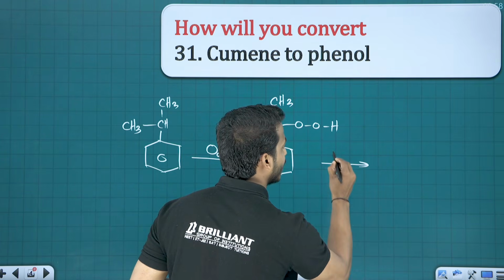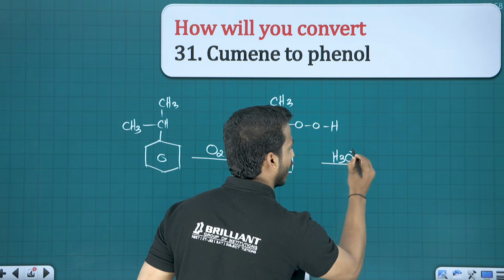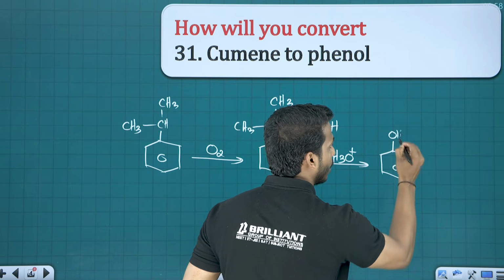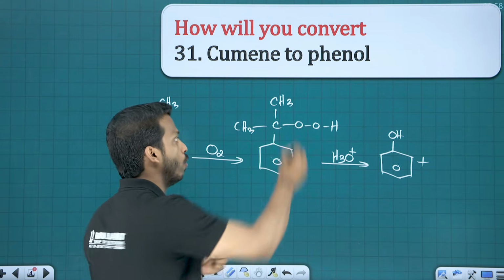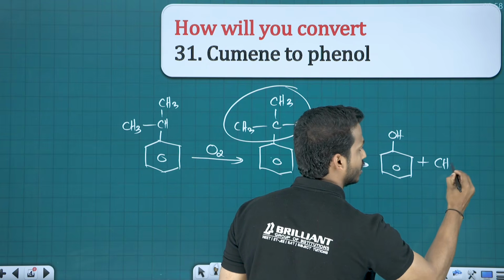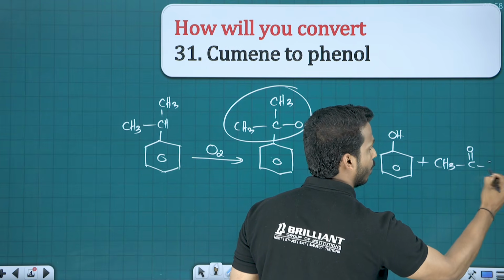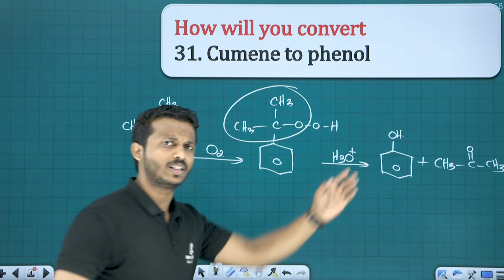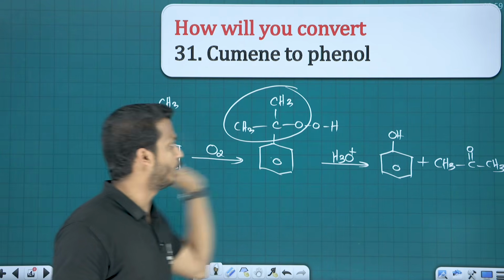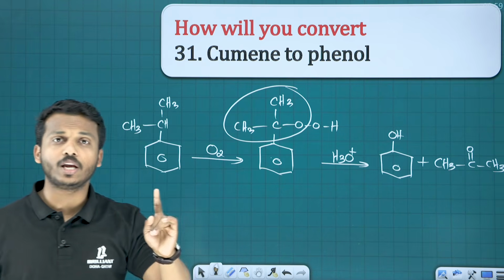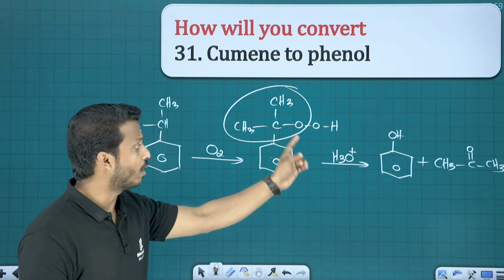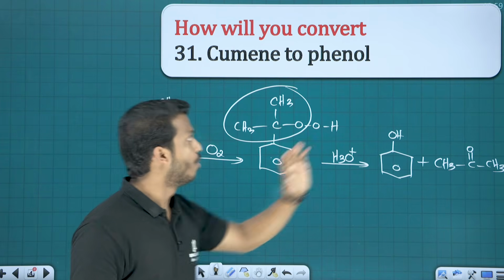And this on acid hydrolysis, H3O plus, we will get phenol plus a byproduct. Hope you remember the byproduct. What is the byproduct, my dear? The byproduct is acetone, CH3COCH3. That is not required here actually. So cumene when reacted with oxygen gives cumene hydroperoxide, then on acid hydrolysis it gives you phenol.